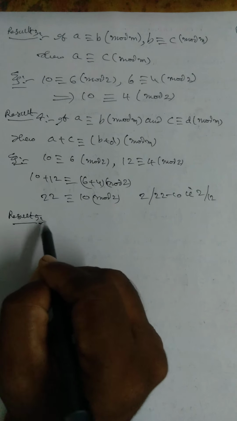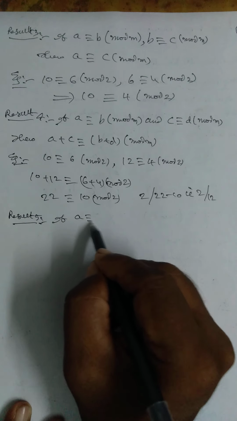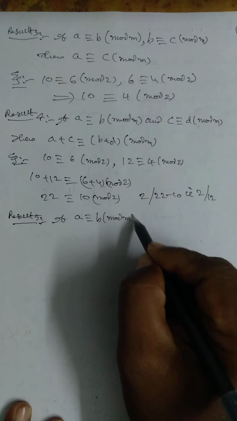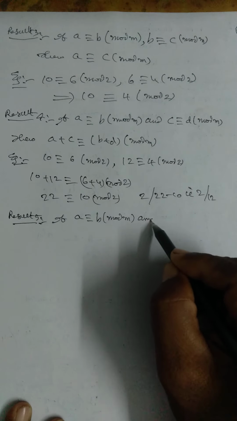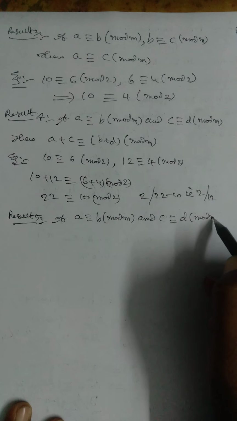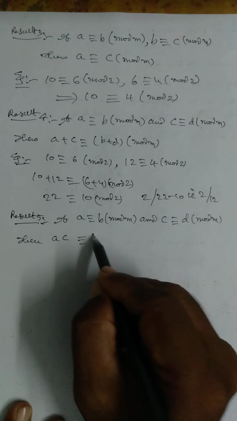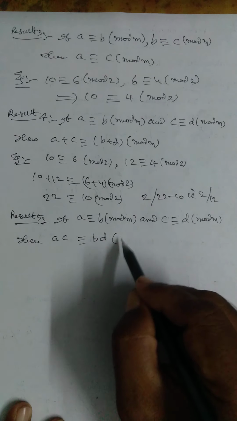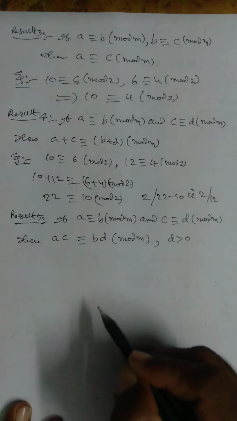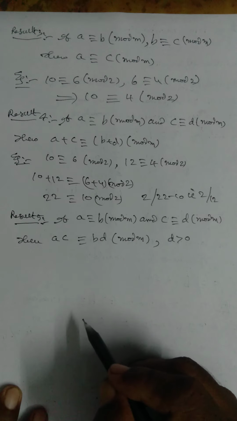Result 5: if a is congruent to b mod m and c is congruent to d mod m, then ac is congruent to bd mod m. But here c greater than 0, d greater than 0.